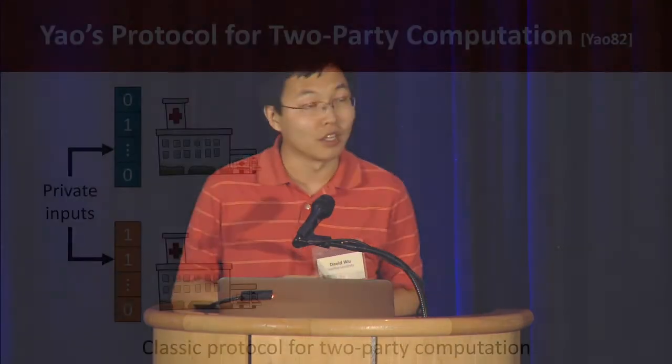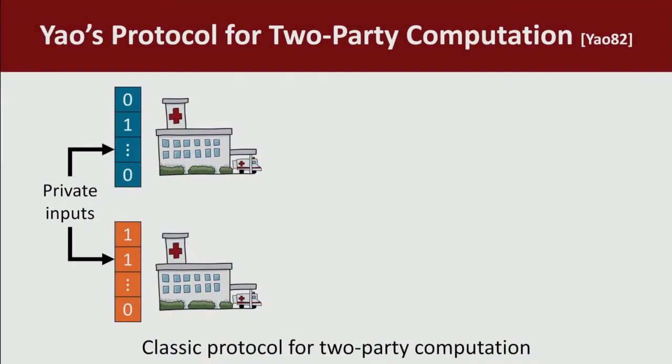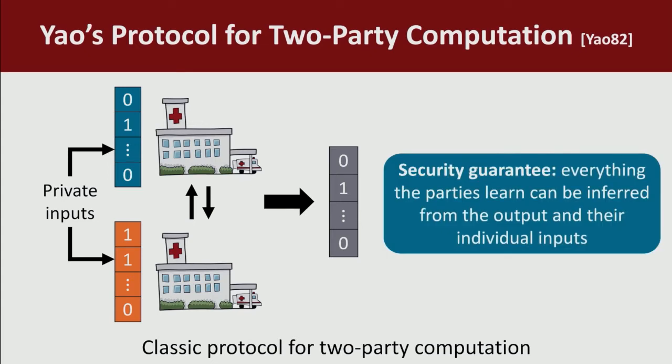So Yao's protocol is a classic protocol for two-party computation. Namely, there are two computing parties, and they each have some private inputs. Maybe we have two hospitals, and the vectors they hold are the rare variants that occur among the patients within that hospital. And their goal is to compute some joint function on their private inputs such that at the end of the computation, the only thing that is revealed to the two hospitals is the result of the computation and whatever can be inferred from those results.